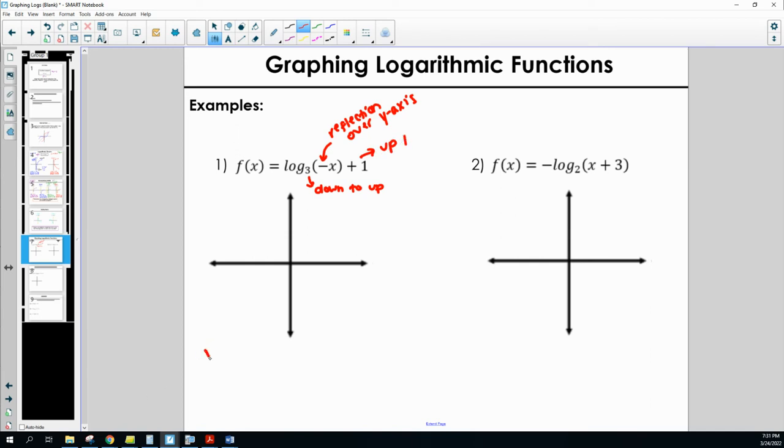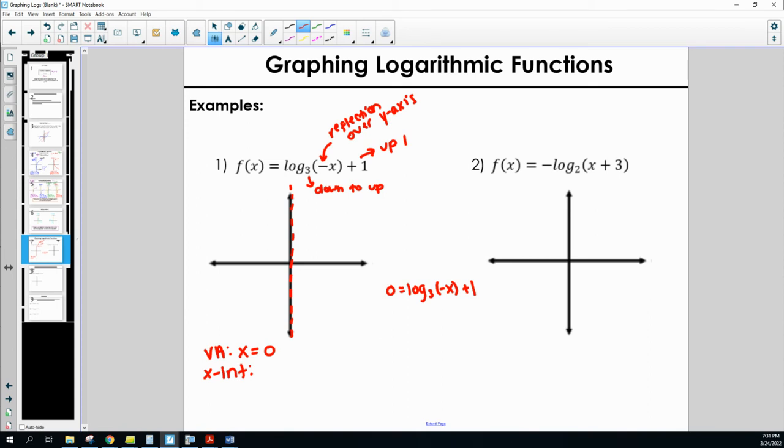So we can go ahead and identify some information. Since this graph is not moving left or right, the vertical asymptote will not change. So it will stay x equals 0. So I can go ahead and put my vertical asymptote here. The x-intercept, I'm going to plug in 0 for my y. So I'm going to do that over here. So 0 equals log base 3 of negative x plus 1.